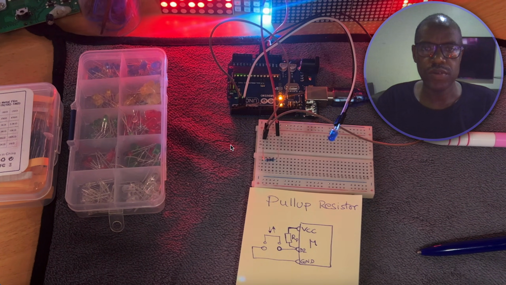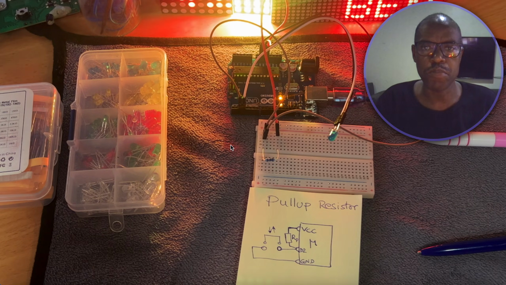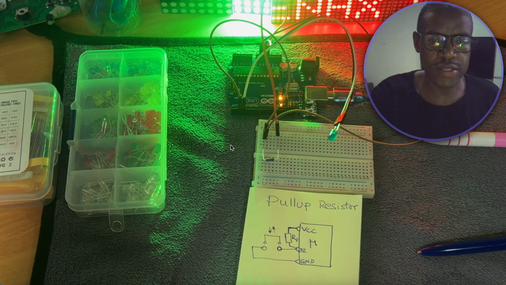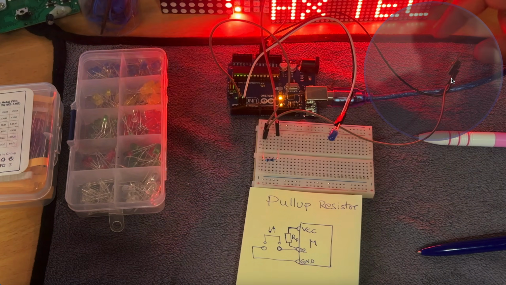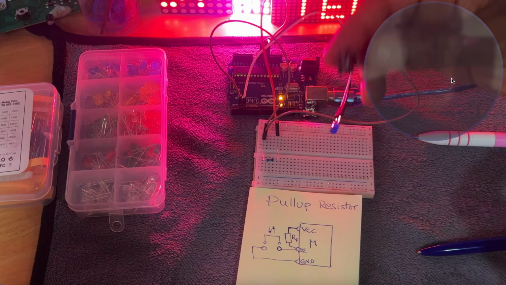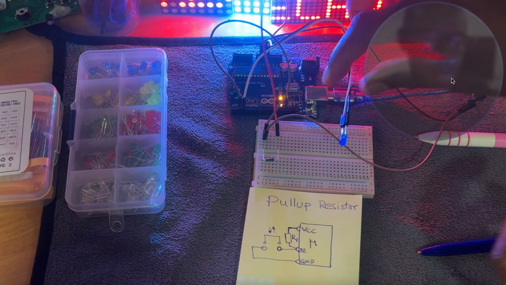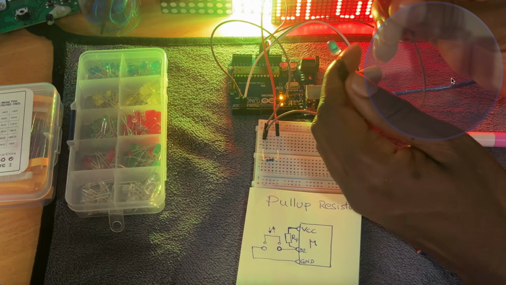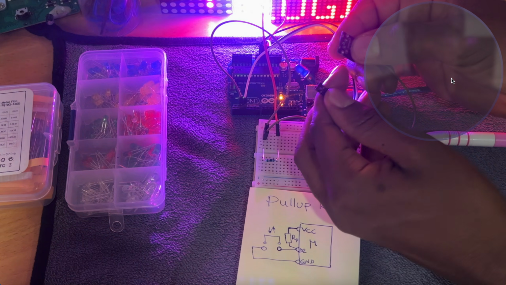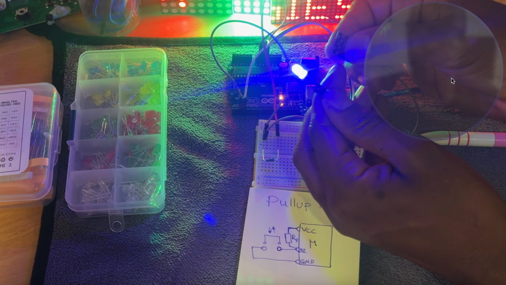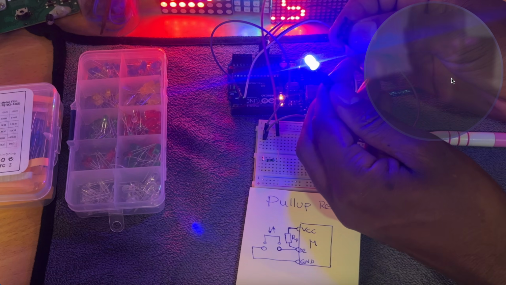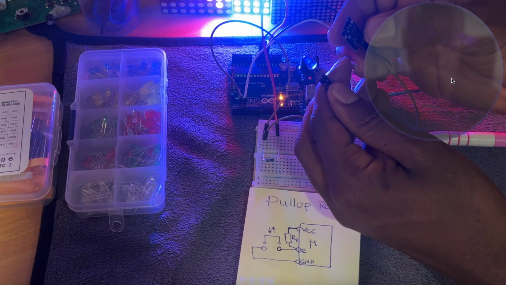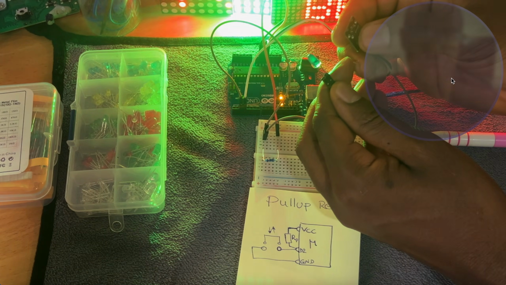In this video, we are going to discuss the pull-up resistor. Let's start with this case. I have a push button and I have an LED. When I push the push button, the LED turns on, and when I release the push button, the LED turns off.